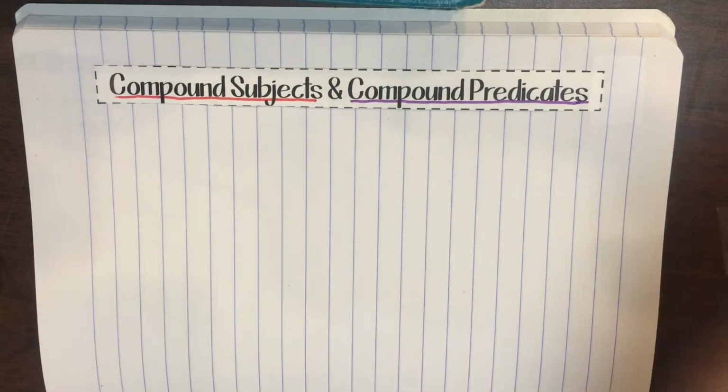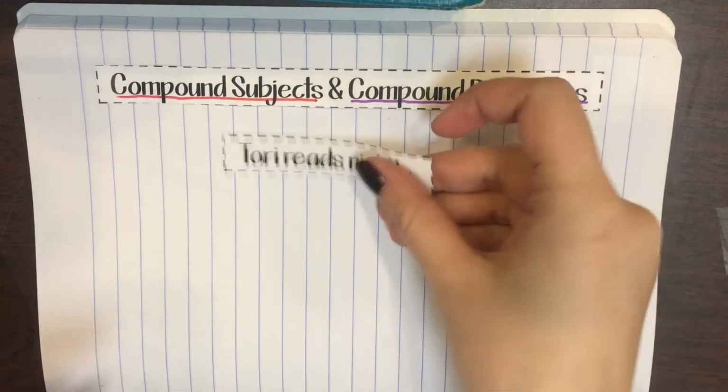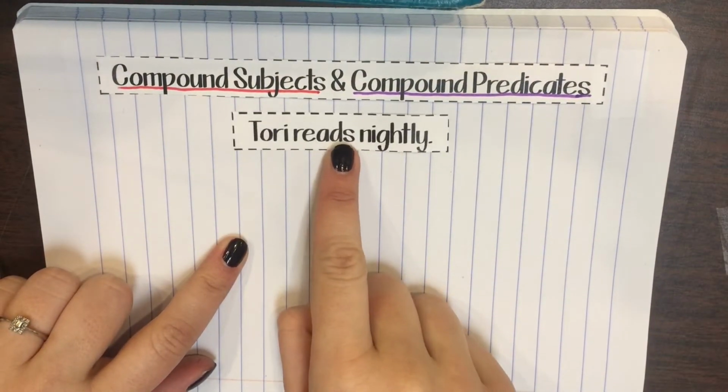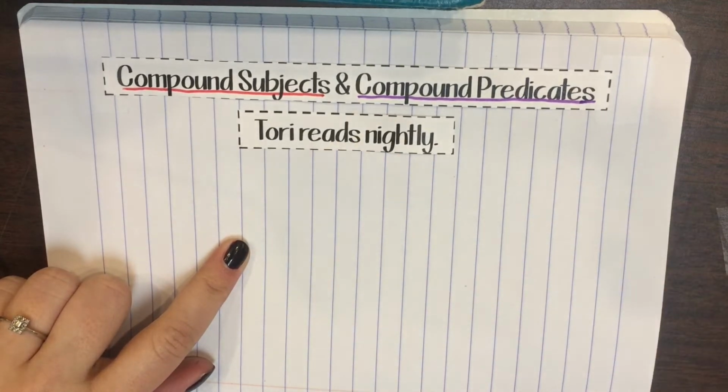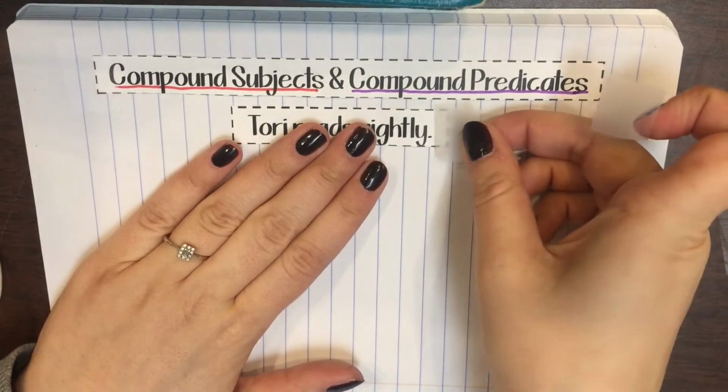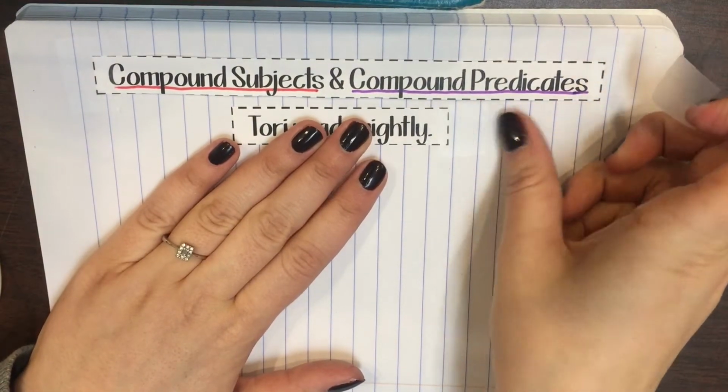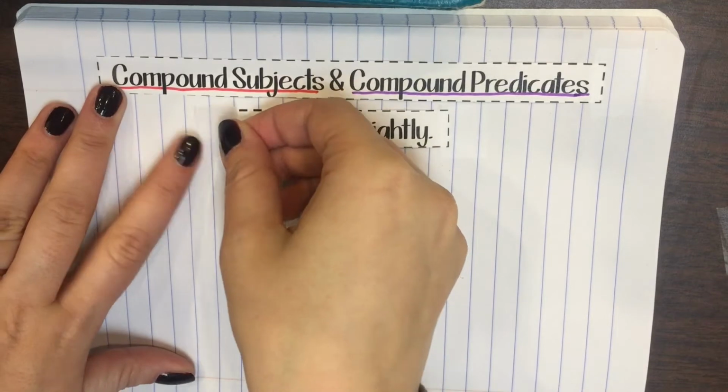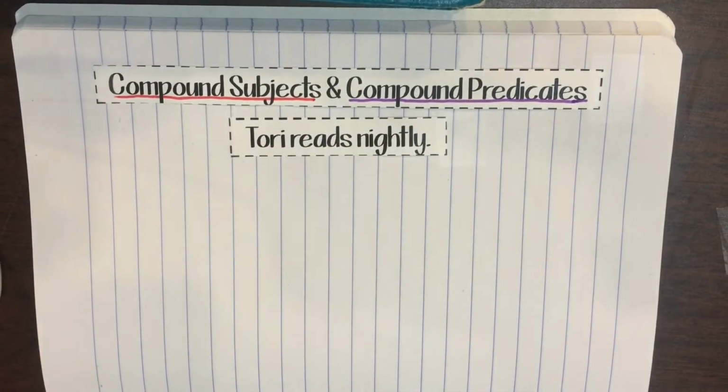There we go. All right, now we're going to take our example sentence, Tori reads nightly, and I'm just going to put that right underneath here. And again, I'm just going to tape it off to the sides. You're welcome to glue yours in. Remember, guys, you can pause me here if you need to take another second to do something. So taping those in, all right.